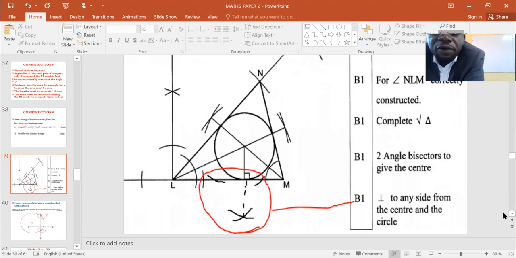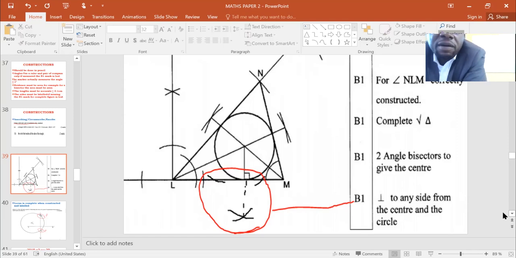Now, the last 1 mark for inscribing is where students lose marks. They'll do trial from all the sides of the triangle, and then they get a very perfect circle that touches all the sides. But for you to inscribe a circle, you have to drop a perpendicular bisector from the center to any of the sides. So that last 1 mark should be tied. It is actually tied. The perpendicular bisector to any of the sides and the circle.